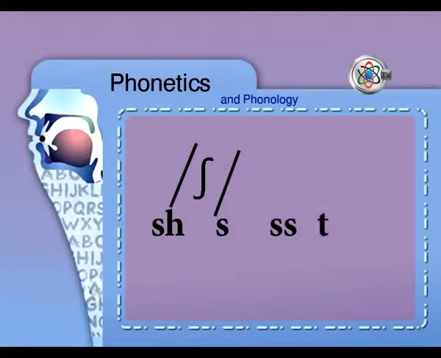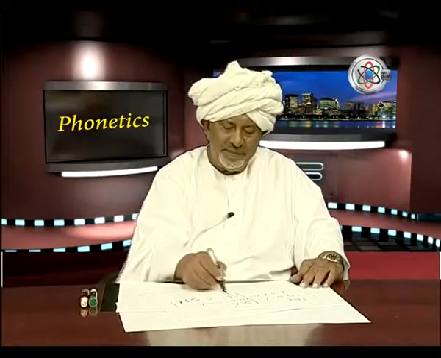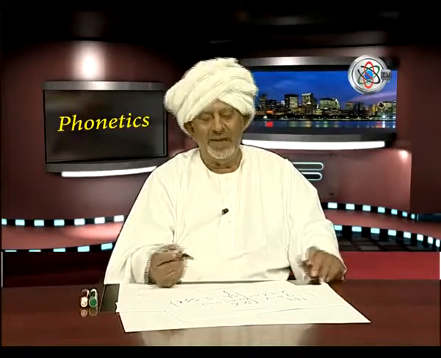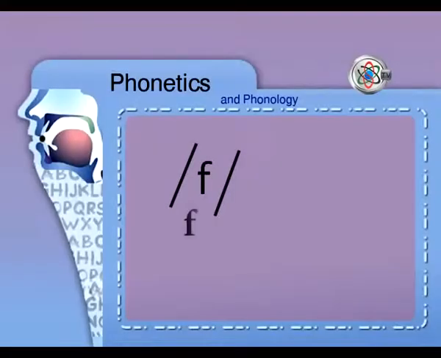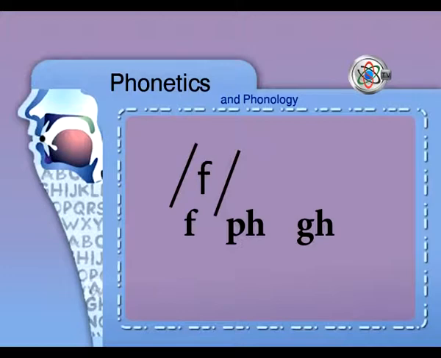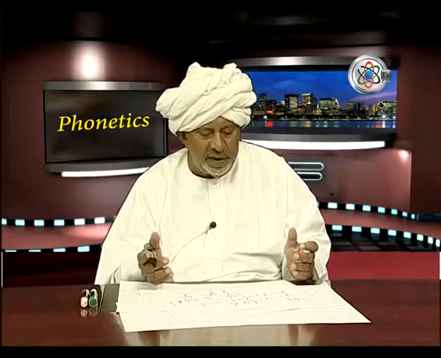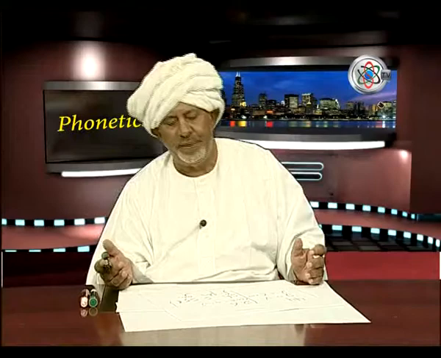Sometimes it is double S, like issue, tissue, pressure. Sometimes it is just a T, like nation. The sound fa. Sometimes it is F, far, from. Sometimes it is PH, like physics. Sometimes it is GH, like enough, tough, rough. So there is no consistency between the sound and the letters.